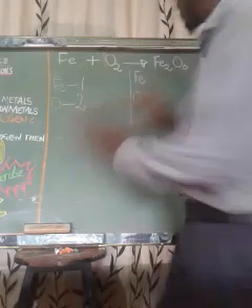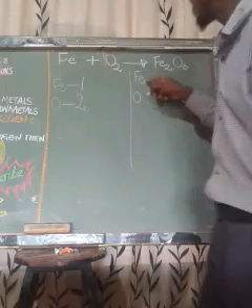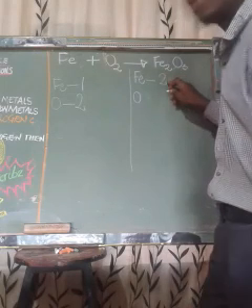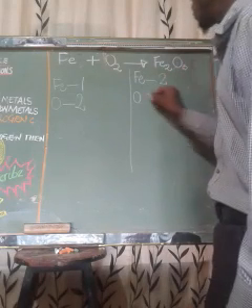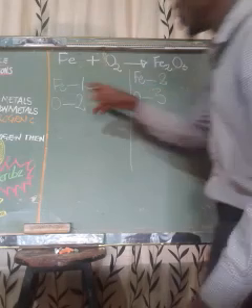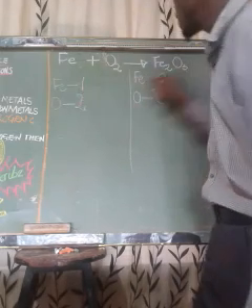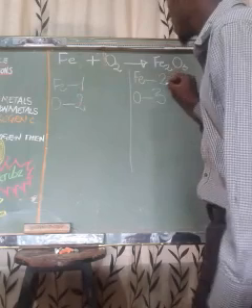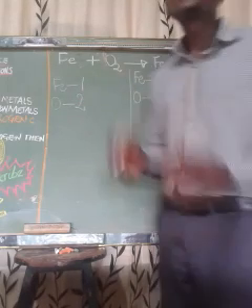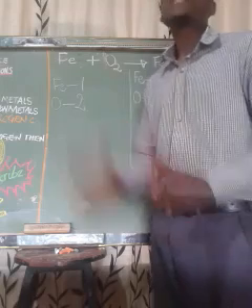Let me look at the other side. We have got iron. Iron has got 2 atoms. Right, oxygen has got 3 atoms. Right, when I check iron here, it has got 1. This side has got 2. Here oxygen 2. Here has got 3. It means our equation is completely unbalanced.